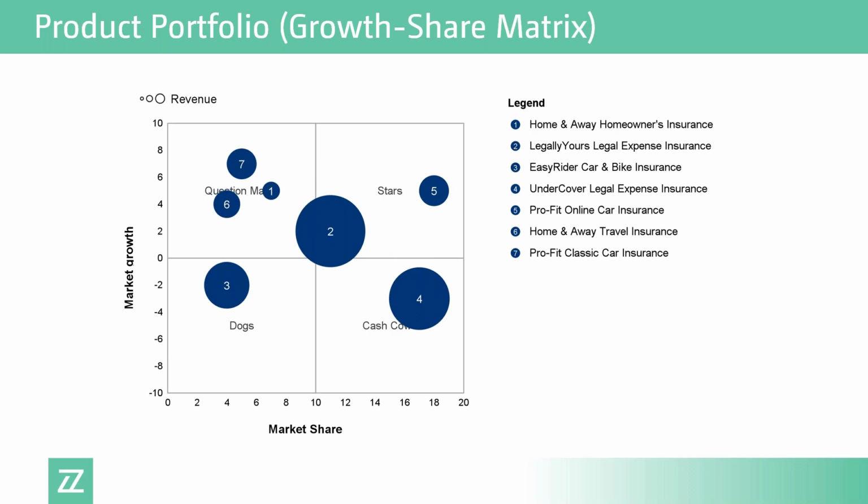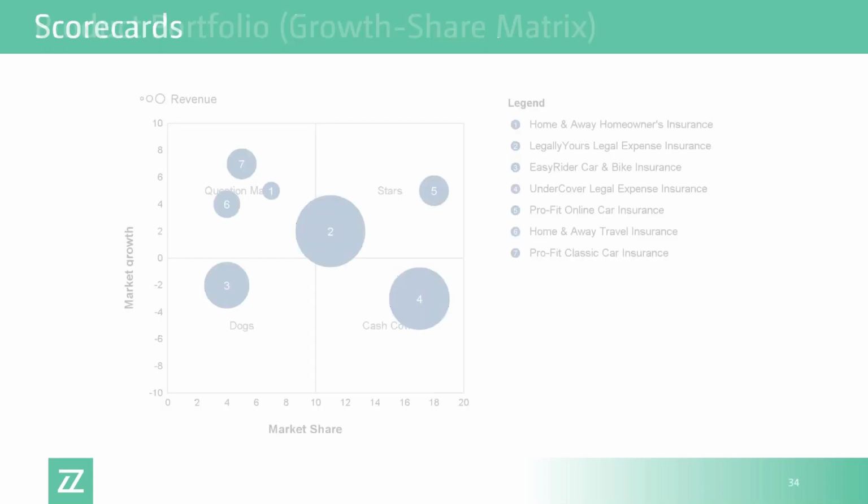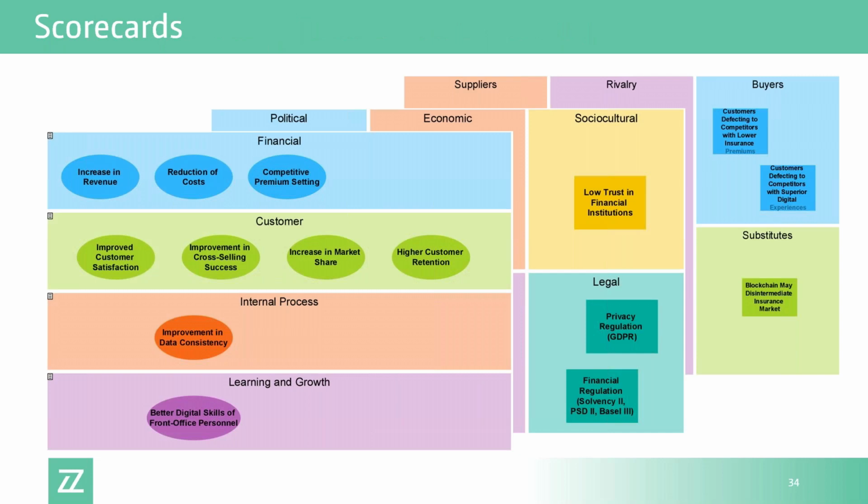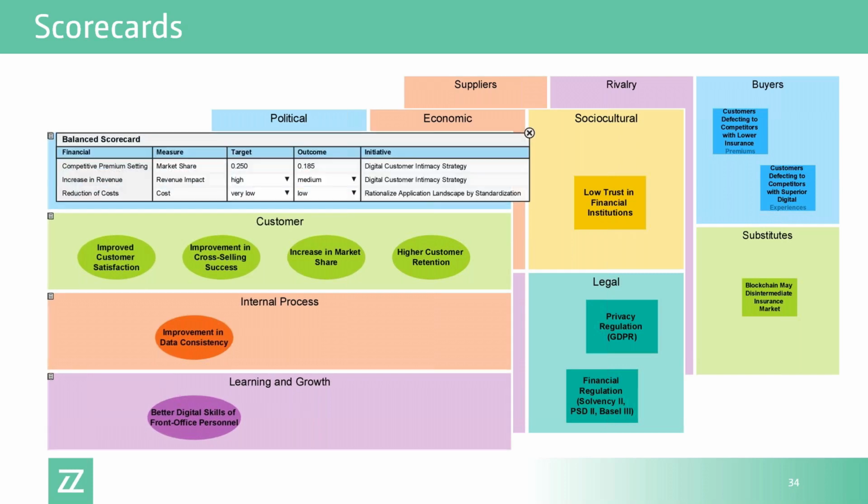The next example shows a number of scorecards that you could create. Behind this are our actual Archimate models, but here we see several scorecards, and the top one is the most common one, the balanced scorecard that everybody knows, with the financial, customer, internal process, and learning and growth perspectives. And in there you see these ovals. Those are actually Archimate goals, but that doesn't really matter. For each of these goals, we've also added some metrics, like, say, for this competitive premium setting goal, there's a measure, market share. That's how we measure that.